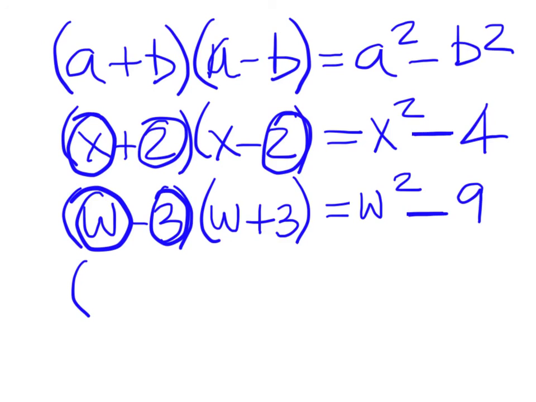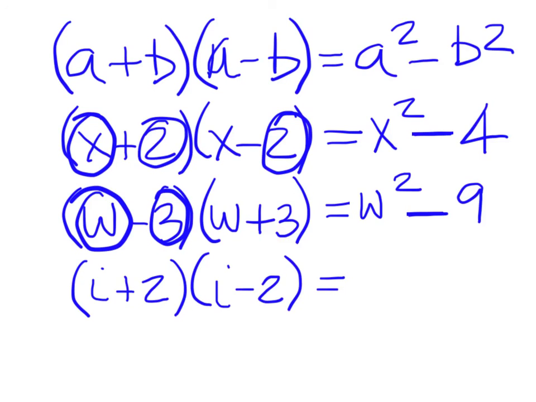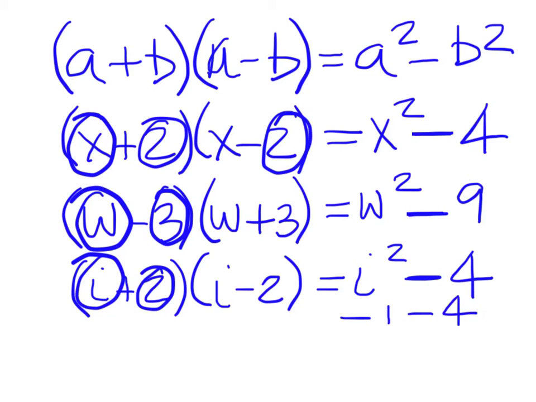What if I had this? What if I had I plus 2 and I minus 2? What do I square first? I, and get what? I squared, and what sign goes in the middle? Minus, and what's 2 squared? 4. Now, it works the same with imaginary numbers, except that the reason we're doing them for imaginary numbers is so that we can eliminate the I. What is I squared? Negative 1, and then minus 4 would give me a minus 5 for the answer.